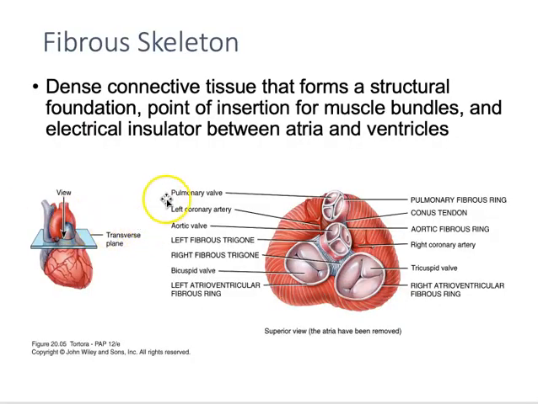The heart also has a skeleton, and it is a fibrous skeleton. It is not a bony skeleton. This is made up of dense connective tissue, and that allows a point of insertion for the muscles. As they contract, there's a shape to their contraction, so they can move blood in a specific direction. It also acts as an electrical insulator, which is going to be very important.